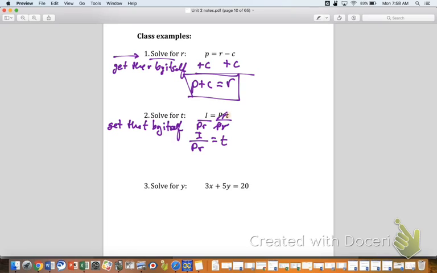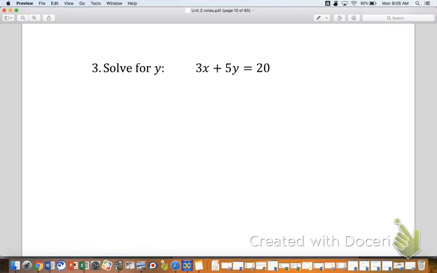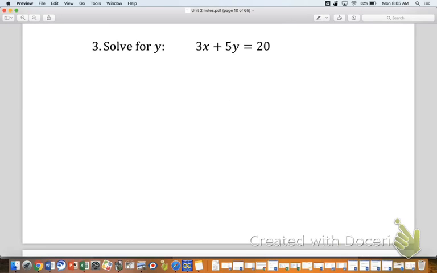Okay, any questions on 2? Okay, so thinking about what's coming next, number 3 is probably the most important question of this group. And so number 3 says solve for y. And here it is. This one actually has a few numbers. Kind of cool. You've got 3x plus 5y equals 20. So I want to get the y by itself. You can see pretty obviously the y is not by itself right now.